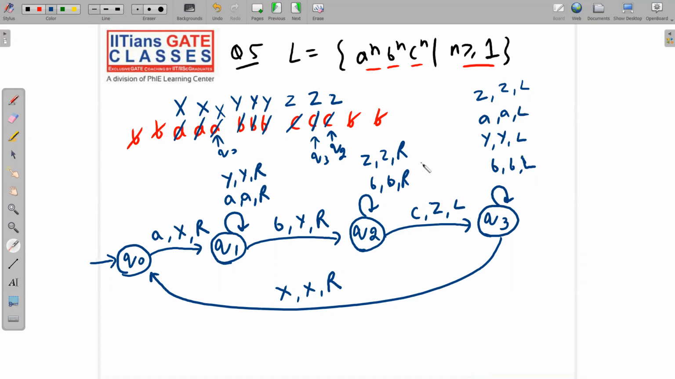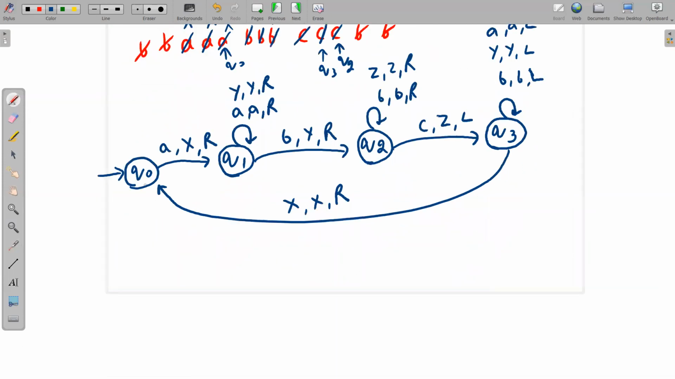A and B's are nowhere, so no problem. And Q3 will read this X. As soon as Q3 reads this X, X will remain as X and it will move towards the right. So now again, similar idea, Q0 will read the Y. As soon as Q0 reads the Y, that means the number of A's in your string has been completed. So Q0 will read the Y. Y will remain Y. It will move towards the right.